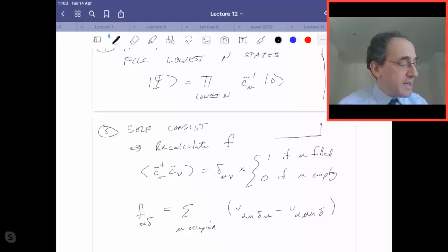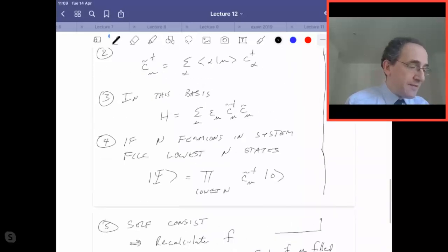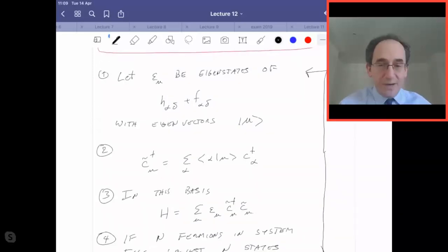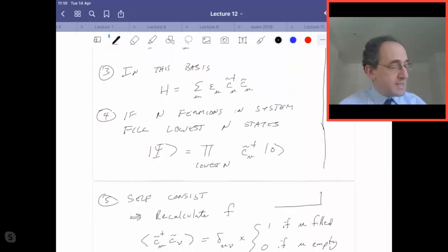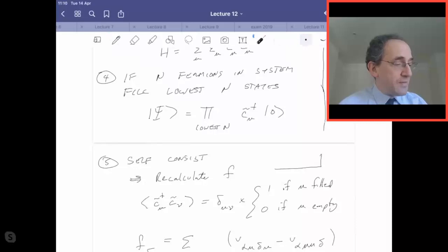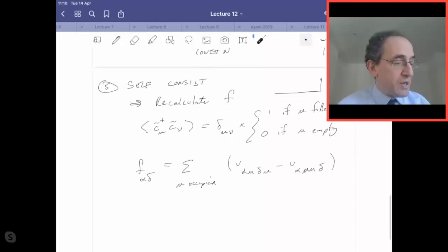At each step, we repeat this process over and over. We go back to the beginning. We define a new basis, the diagonal basis of F plus H, switch everything into that basis, fill up the lowest n fermions in that system. We then have our new ground state, our new trial wave function, recalculate F, go back up to the beginning again. Now, how do we know when this converges?